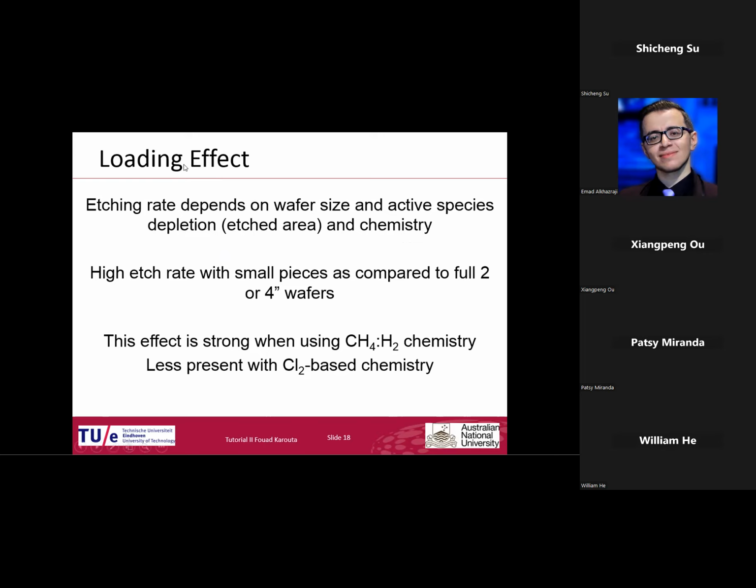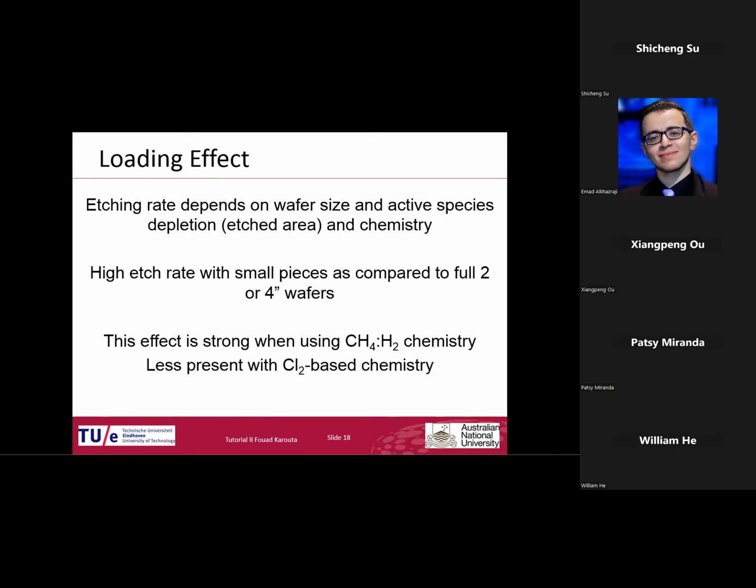So another effect you need to think about is the loading effect. I don't know if you have done reactive ion etching, but most of the time you use a carrier wafer. Let us consider we have a carrier wafer of 4-inch size. If you are putting a small sample on it of another material like gallium arsenide, and you are using chemistry to etch the gallium arsenide, you have a loading effect: you don't have the same etching rate if the size of the sample is varying.